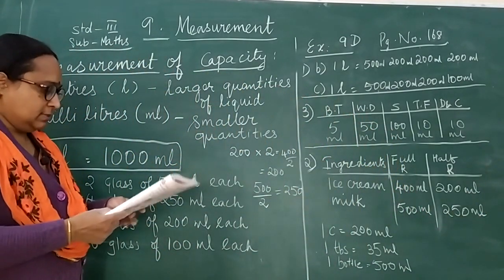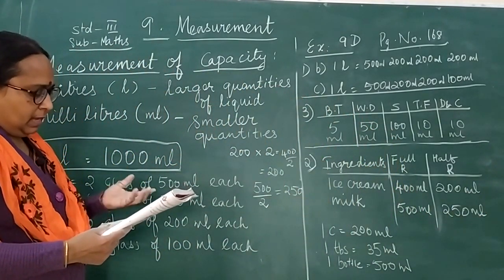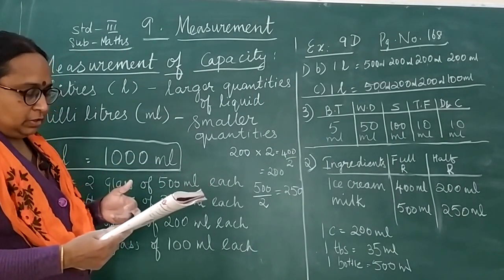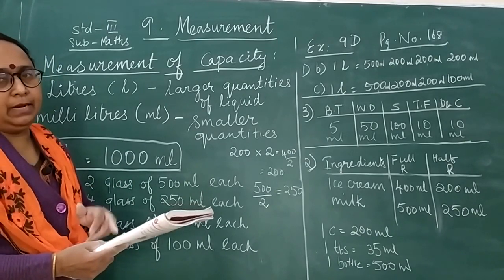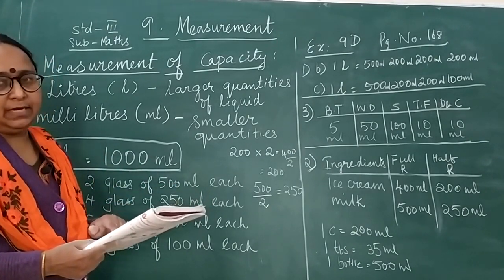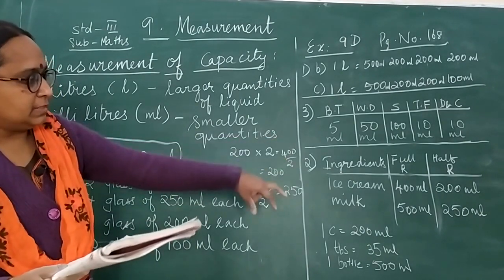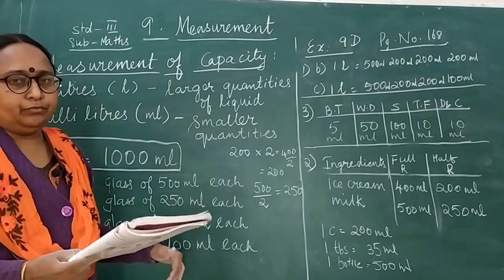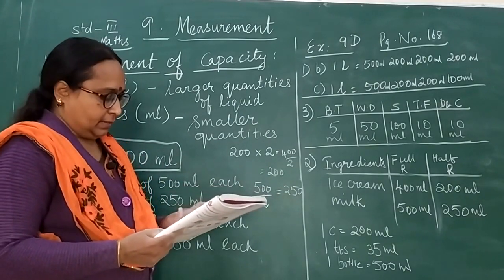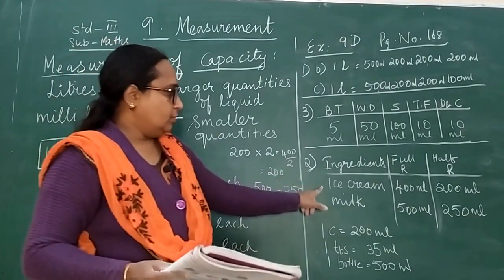Okay. So like this, the rest. Then I have taken 2 tablespoons of honey. So 1 tablespoon of honey is how much? 35 ml. So 2 tablespoons means 35 into 2, you will have 70 ml. And then for the half recipe, again 70 divided by 2, you will get 35 ml. So you just write that. So this you have understood.